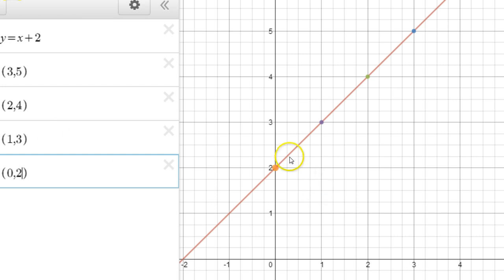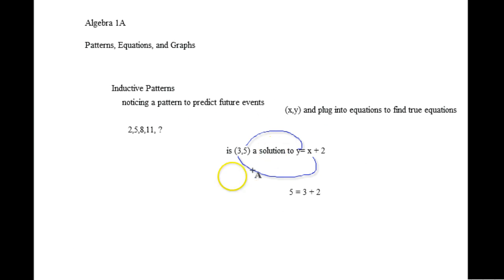As you can see, since all those points appear on this line, those are all solutions for this open-ended equation. It's really kind of cool to see how both graphically and numerically you can actually see this information come together. Alright, that's it for patterns, equations, and graphs.